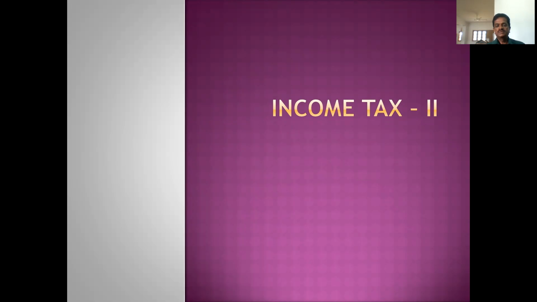In income tax 1, we have covered two units, I mean, income from salary and income from house property. Now, income tax 2 covers 3 units. Number 1, income from business and profession. Number 2, income from capital gain. Number 3, income from other sources.